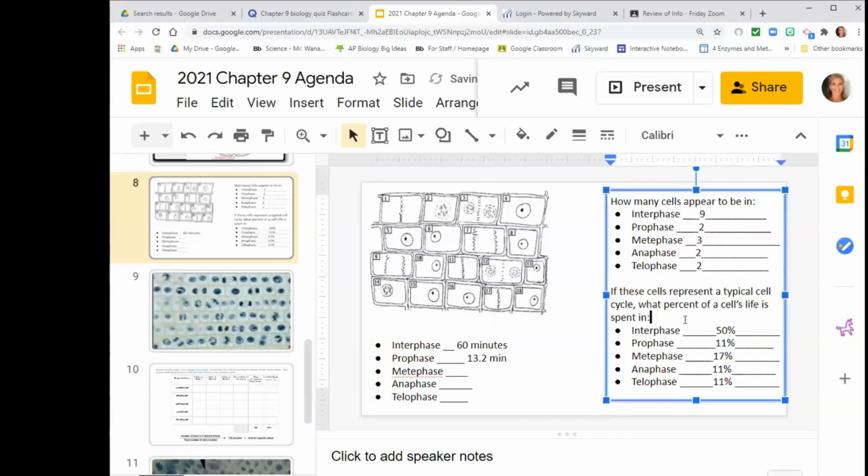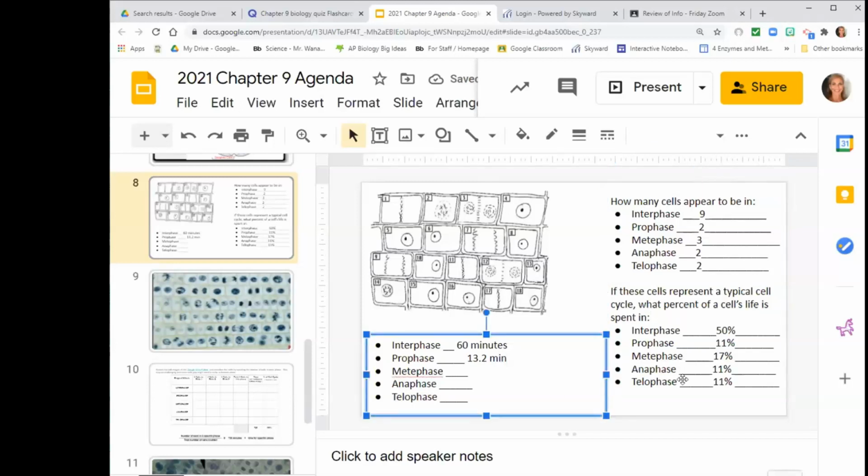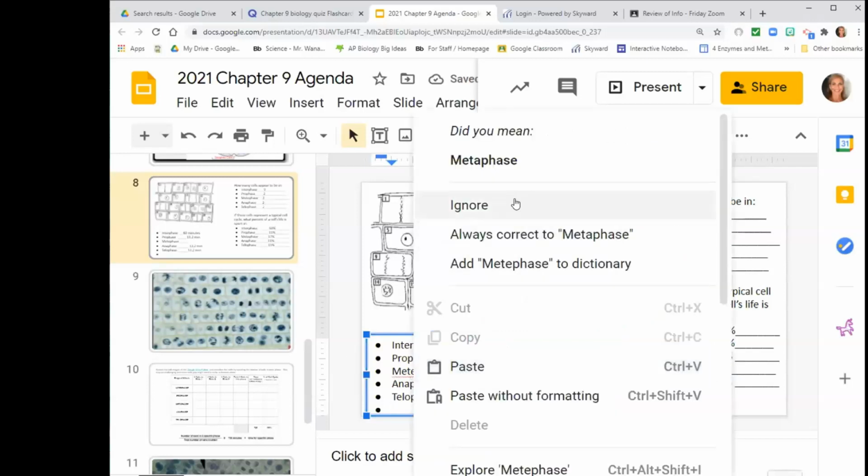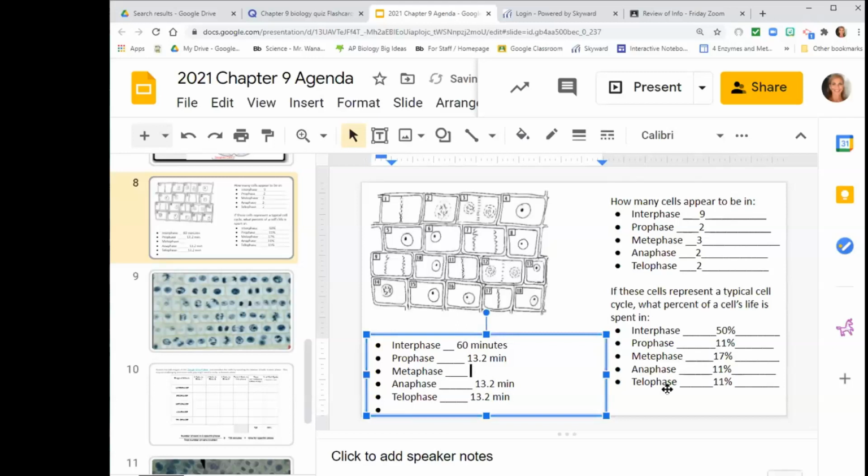And since it also spends 11% of its time in anaphase, I can assume 13.2 minutes spent in anaphase and telophase as well. That leaves metaphase. 17% of the cell cycle is spent in metaphase.